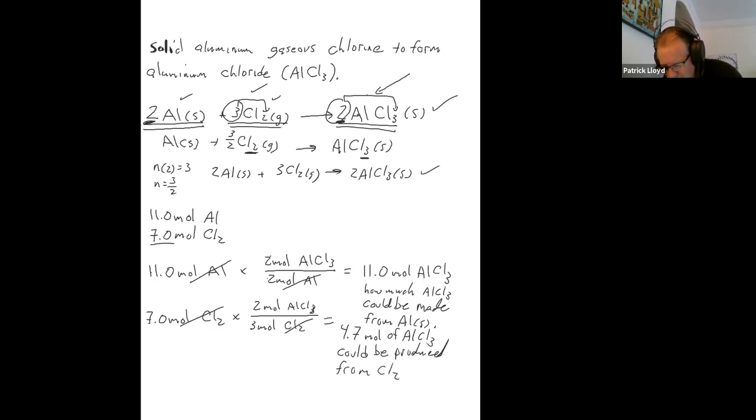So notice you don't get the same number. There's 11 here, and there's 4.7 here. Those are different numbers. So how do we deal with that contradiction? They're contradicting each other, right? One is saying you can make 11, the other one's saying 4.7. So here's the sort of conceptual idea.